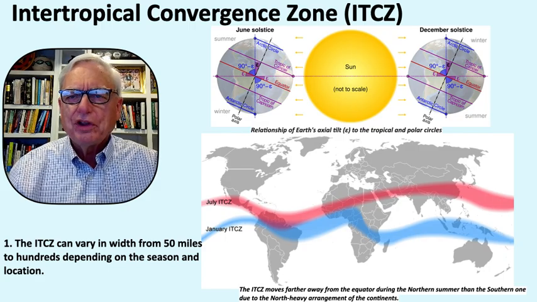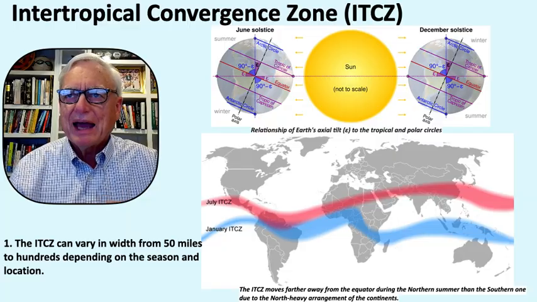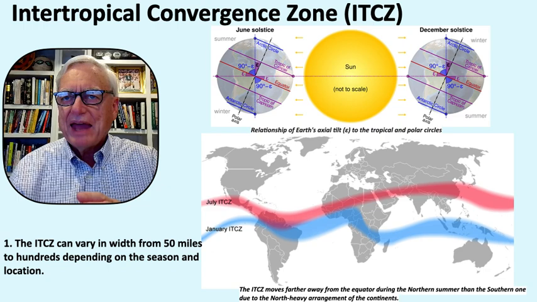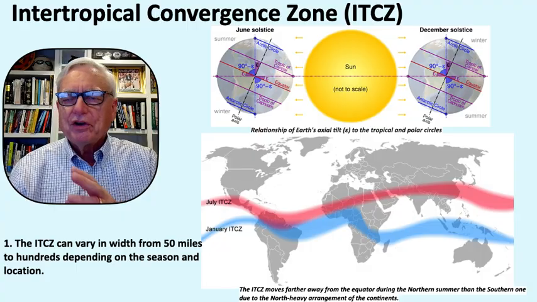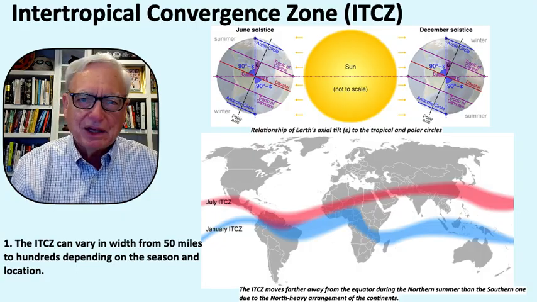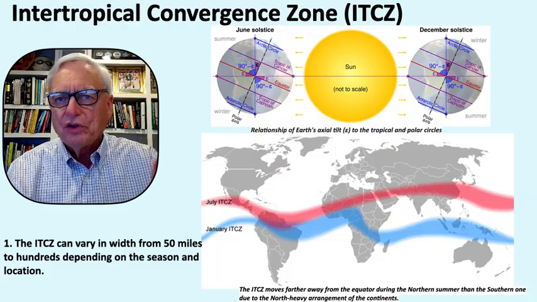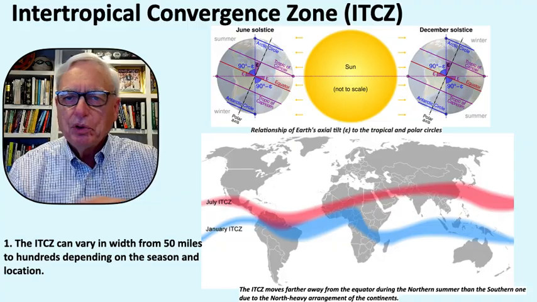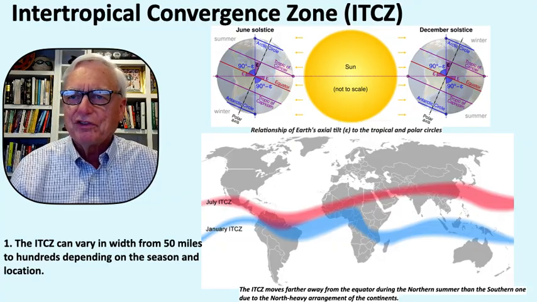Now, to maybe show this visually, what causes a shift is the fact that the Earth is tilted on its axis. And so the different areas of the Earth, northern hemisphere and southern hemisphere, get more or less sun at different times of the year. The other thing you'll notice, if you see down below, you'll see the pink line and the bluish line, which represents the ITCZ in different seasons.